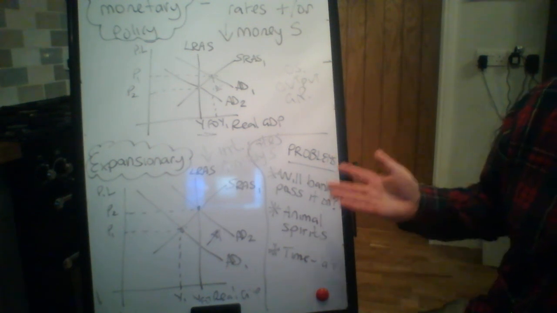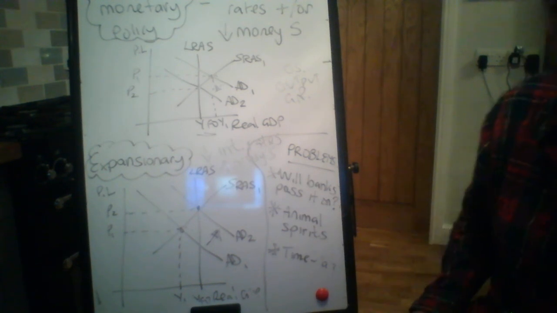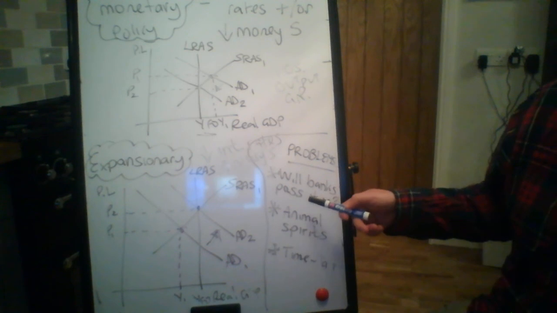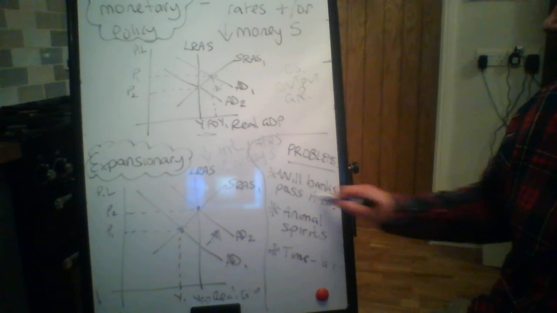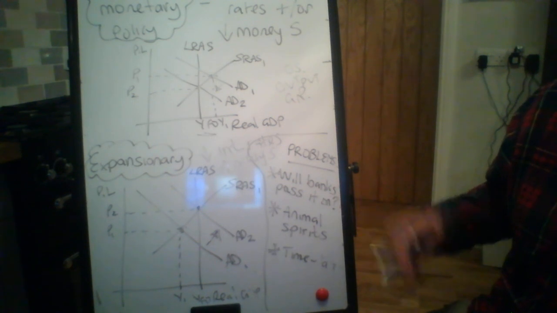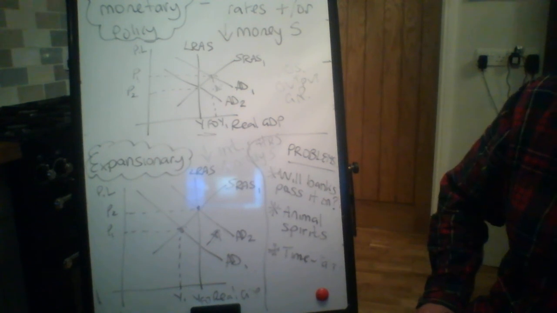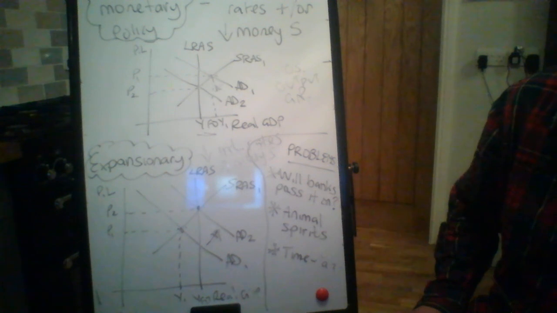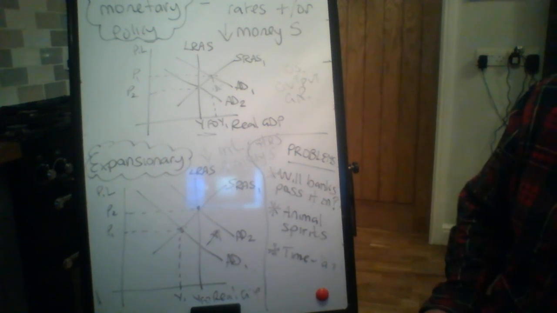Now, there are a few problems though. There were problems with fiscal policy. There are also problems with monetary policy. Just because the base rate is lowered to try and boost aggregate demand, there's no guarantee that banks will always pass it on. So, for example, just because interest rates have been reduced by the Bank of England, banks might be thinking, you know what, we're going to keep our interest rates higher. We'll just raise our profits instead. And that will prevent the benefits of more consumption and investment happening.